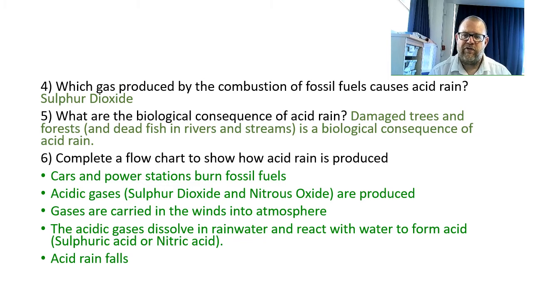A flow chart to show how acid rain is produced. So cars and power stations burn fossil fuels. Acidic gases such as sulfur dioxide and nitrous oxide are produced. Gases are carried in the winds in the atmosphere, and then the acidic gases in the rainwater react to form an acid, and then the acid rain falls.